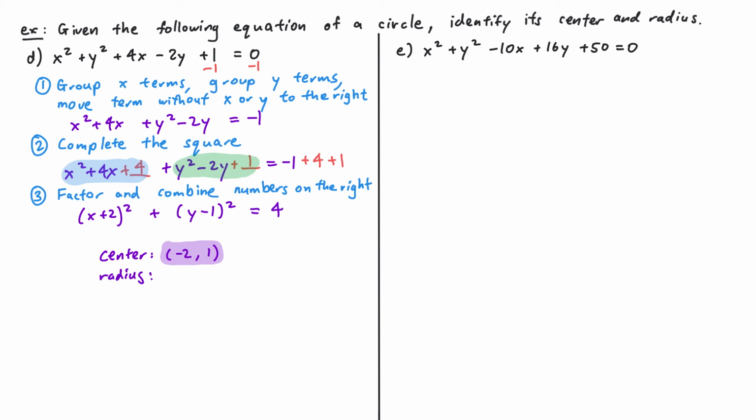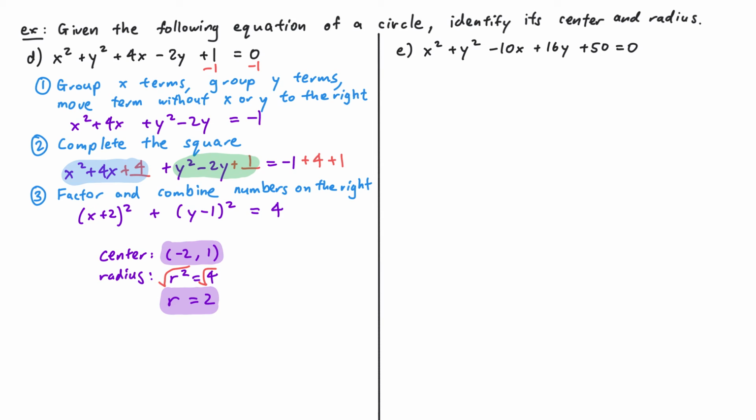Now for the radius, we know that the right-hand side of this equation is the radius squared. So we have r squared equals 4. To find the radius, we take the square root of both sides. This gives us r equals 2. So for our circle here, our radius is 2.